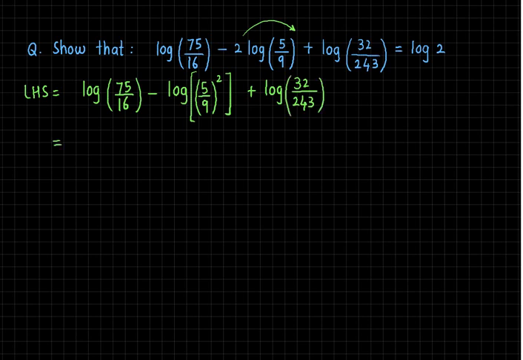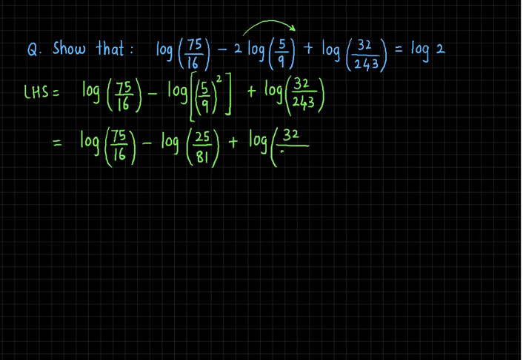Okay, now that equals log of 75 by 16 minus log of 25 by 81 plus log of 32 upon 243. So here we see that there are two logs which are positive, so they can be added, and the third term is negative. If you remember, we had seen the property, that is log of m plus log of n is equal to log of m into n. So wherever logs are added, we multiply those numbers, and wherever logs are subtracted, we divide.